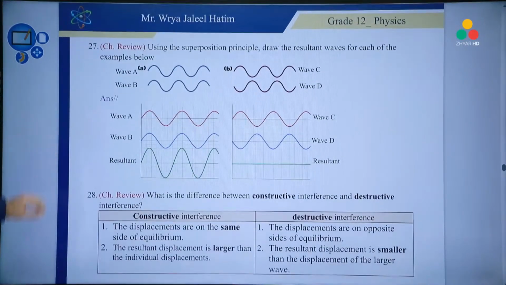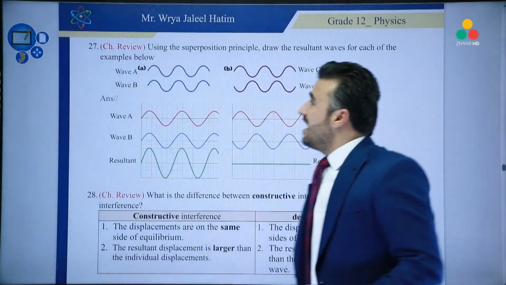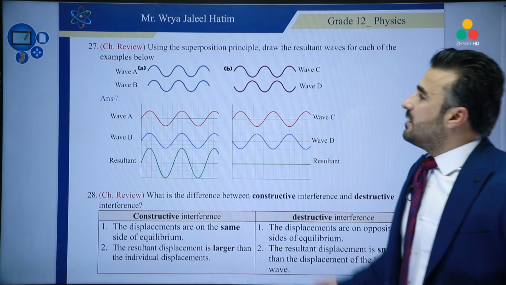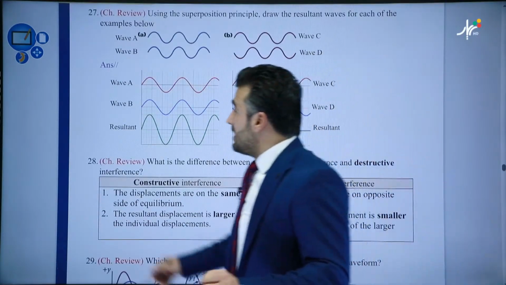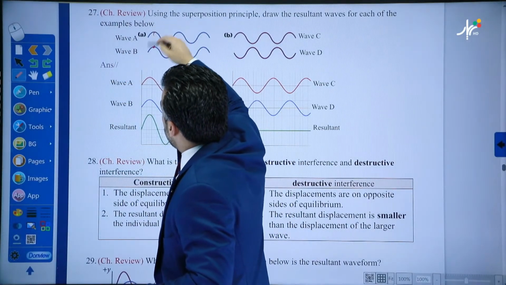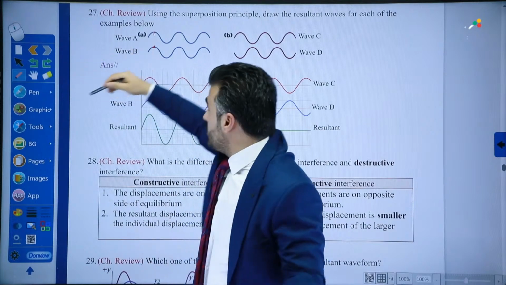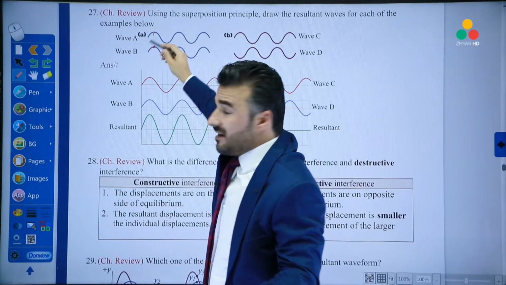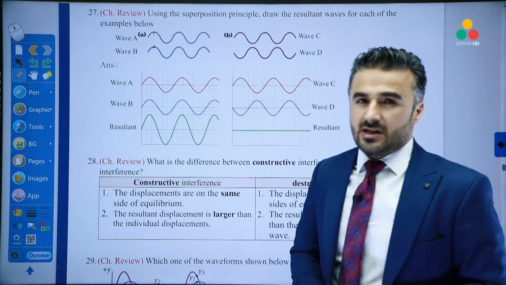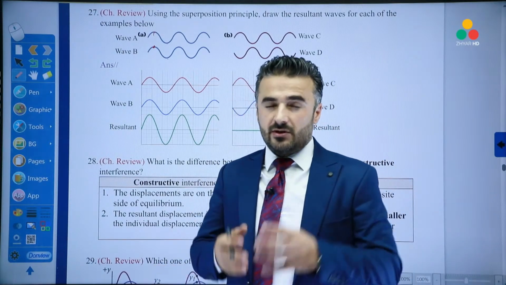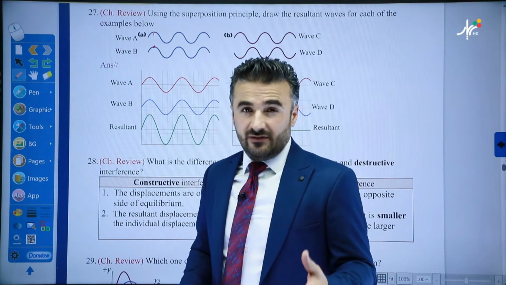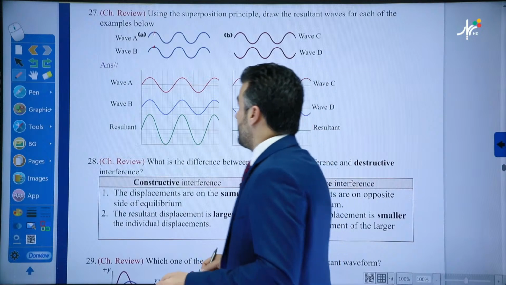Okay, now we have a question related to this. Question 27 says, using the superposition principle, draw the resultant wave of each of the examples below. Before we do this, take a look at the question. You can see that these two waves, crest and crest, or trough and trough, are coinciding. If that is the case, the phase difference between the two is 0, and we will always have constructive interference.